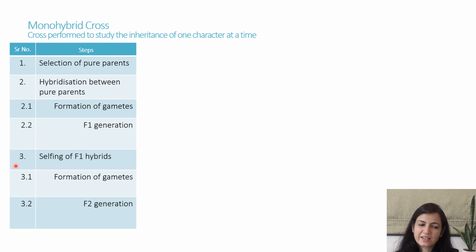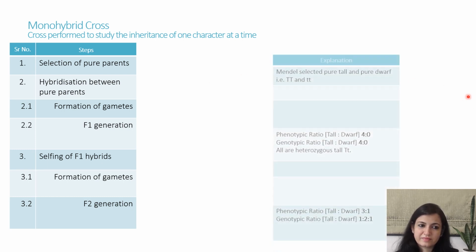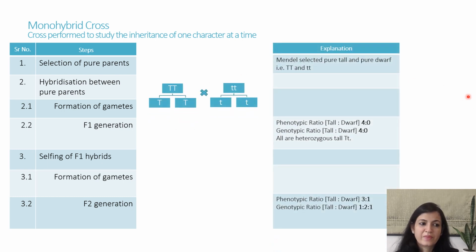Mendel always started his hybridization experiments with the selection of pure parents. When I say pure parents, what do I mean? I mean that pure parents, first of all, are obtained by continuous selfing, and secondly, pure parents are always homozygous for a particular trait. So the first step is selection of pure parents, and Mendel selected pure tall and pure dwarf plants for the hybridization experiments on the pea plant.